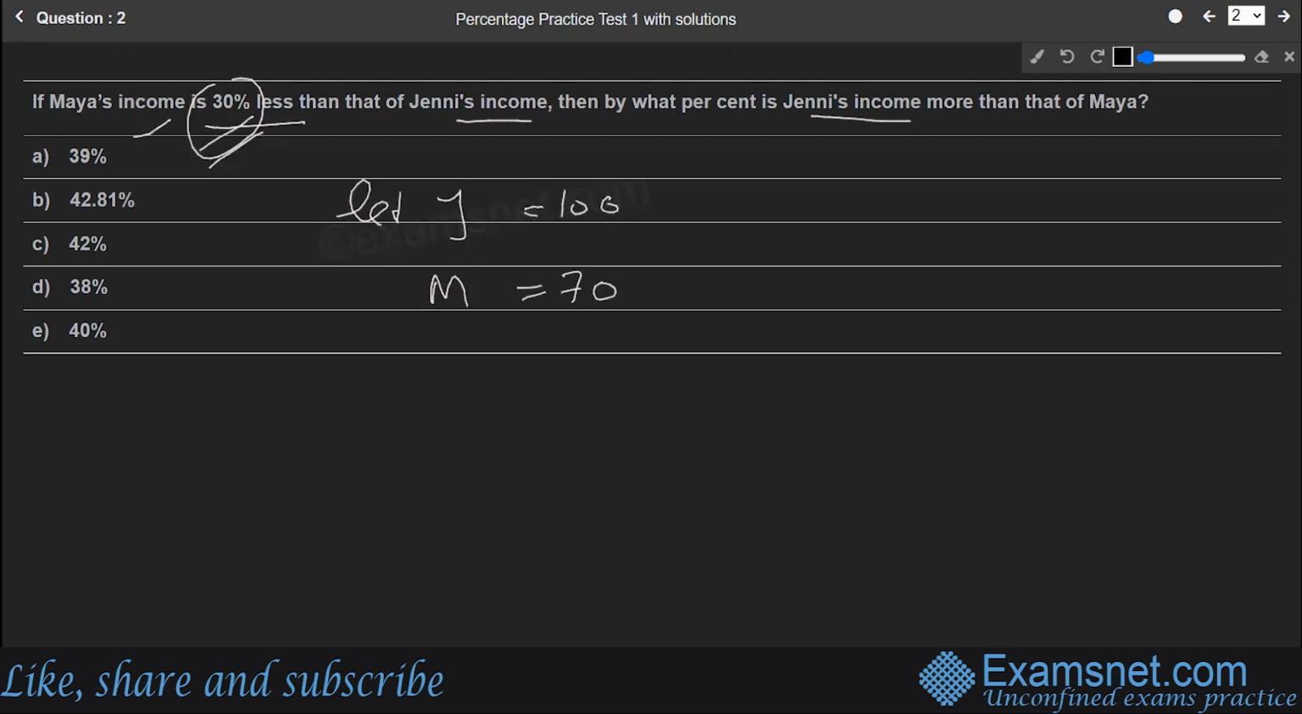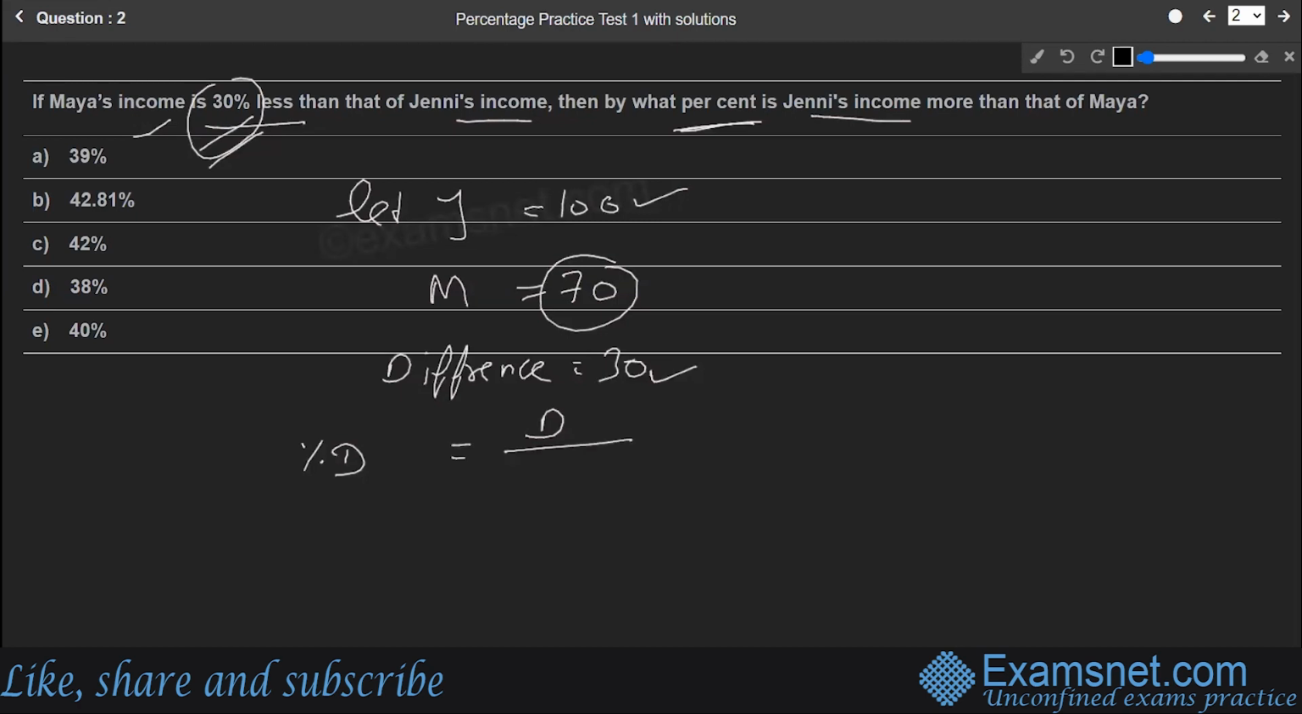Then, by what percent is Jenny's income more than that of Maya? So Jenny's income is 100, Maya's income is 70. What is the difference? The difference between them is 30. So we can say Jenny's income is 30 more than Maya's income. But he wants us to calculate this in percentage. So how is this calculated? We can call it the percentage difference. For calculating how much percent more, we calculate the percentage difference.